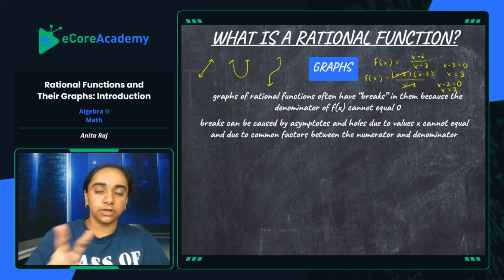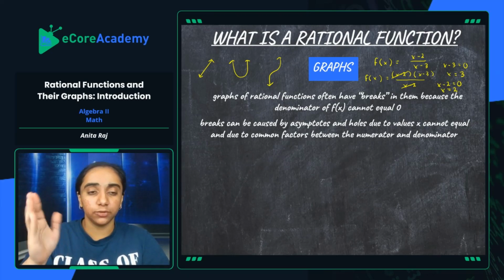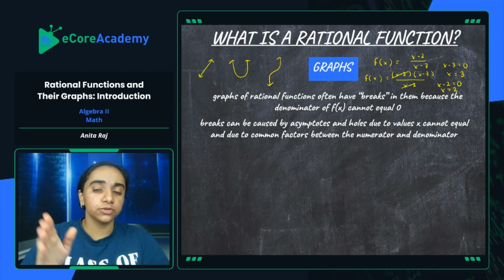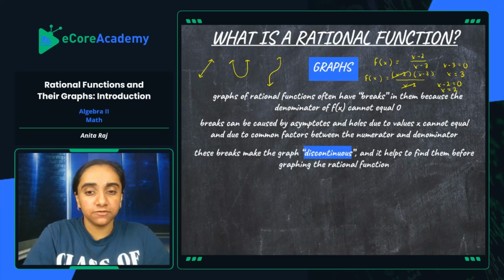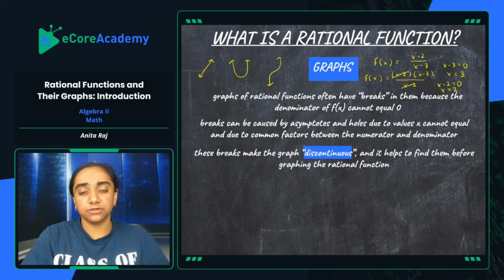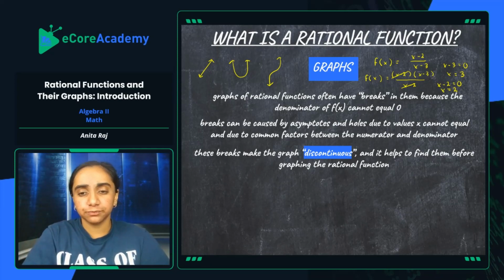So those are the two kinds of breaks we're going to be working with for now. We're going to be working with vertical asymptotes, which occur when you look at the denominator, and then holes, which occur when you have a common factor between the numerator and denominator. These breaks make the graph discontinuous, and it helps to find them before graphing the rational function. So what does this word discontinuous mean? Because these asymptotes and holes can make a graph discontinuous. Well, you'll get more into continuity in pre-calc when you start talking about calculus at the end of your course.